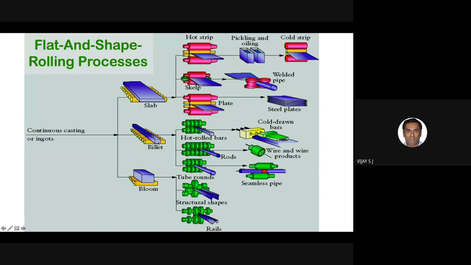The cross section may be slightly square. Here the cross section is square or rectangle in shape, but the length is short. Here in billet, the length will be long. You can see these are multi-stage processing. The hot strip is sent through two rollers. Yesterday I was talking about the sugarcane being crushed and the juice being taken. Similarly, this is called hot strip.